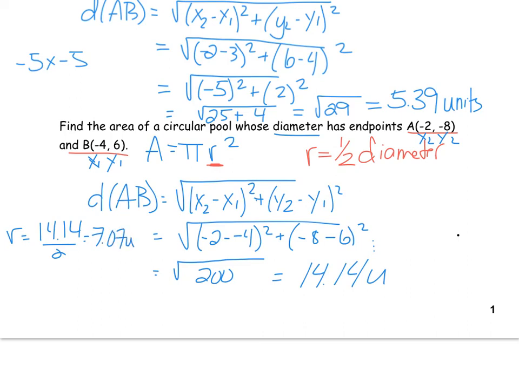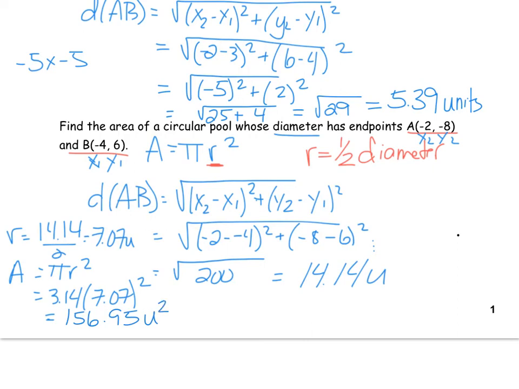So now I can find the area. My area is pi r squared. That's 3.14 times the radius, 7.07 squared. So remember, you do the exponents first, 7.07 squared on your calculator, then times 3.14. And if you put it in your calculator correctly, you should get 156.95. Remember, you need to have units. So it's going to be units, and since it's area, it's units squared.